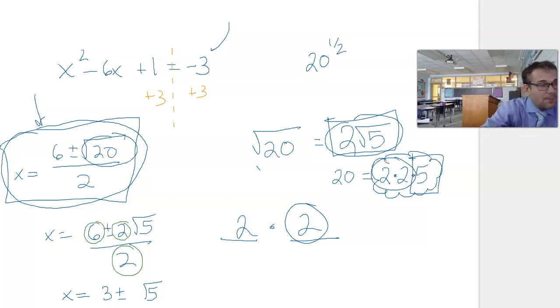So what's going to happen basically is this 6 is going to become a 3, this 2 is going to become a 1, I won't write it, 2 on the bottom becomes a 1, I won't write it.